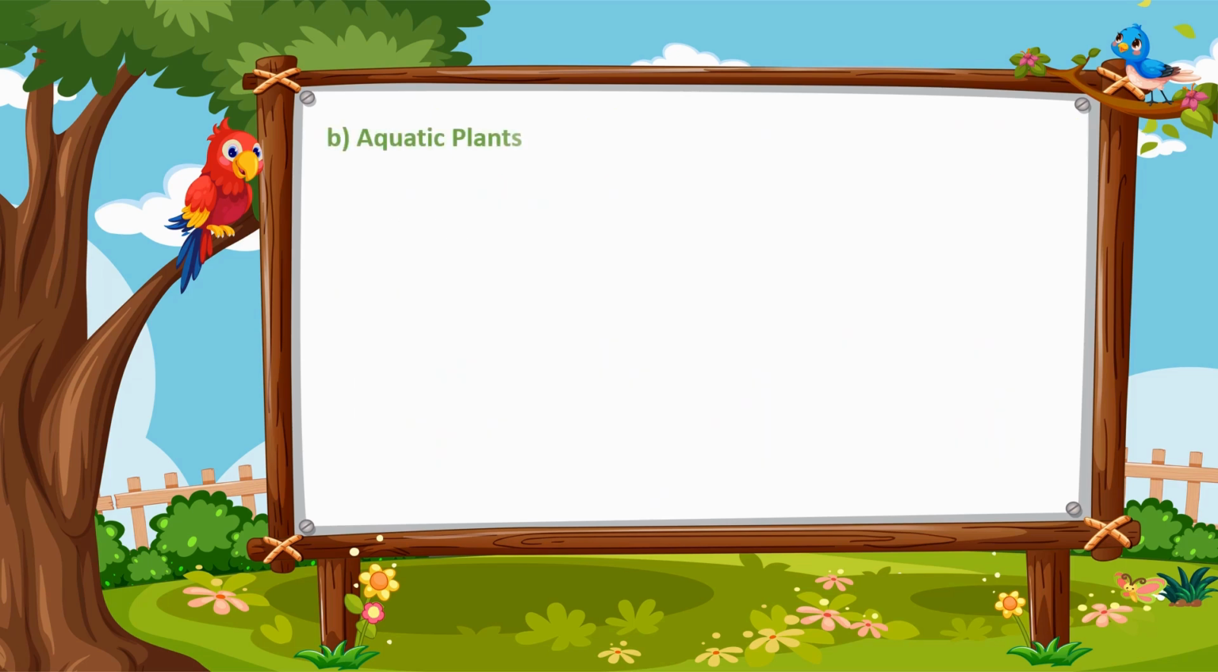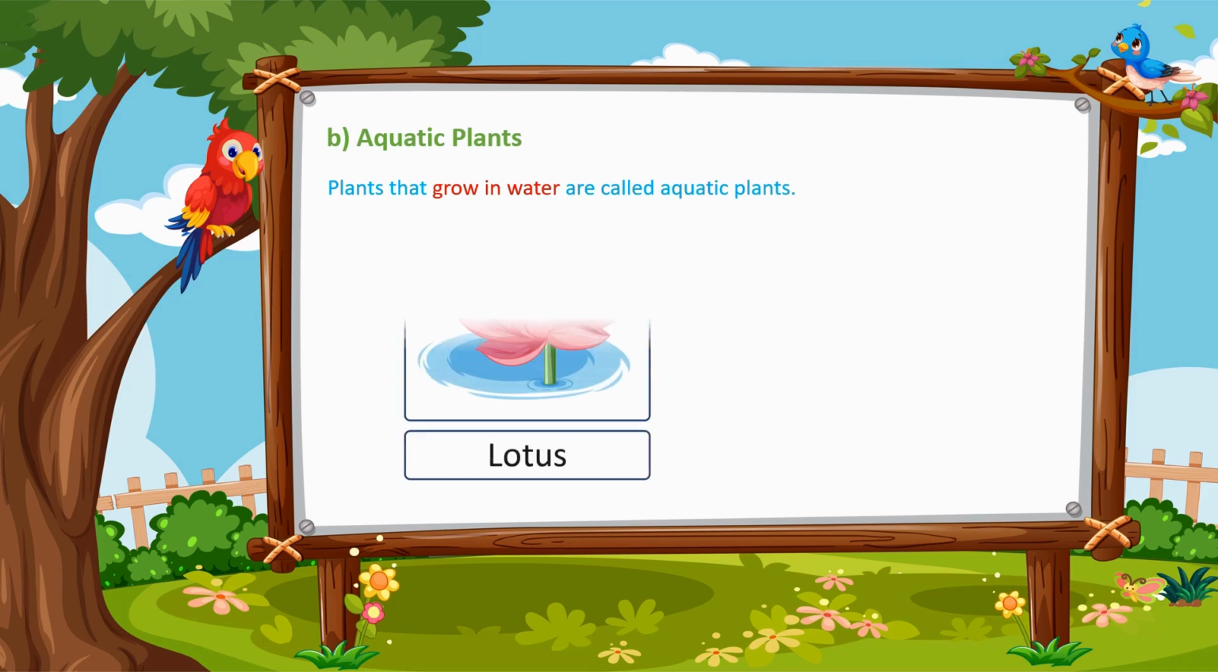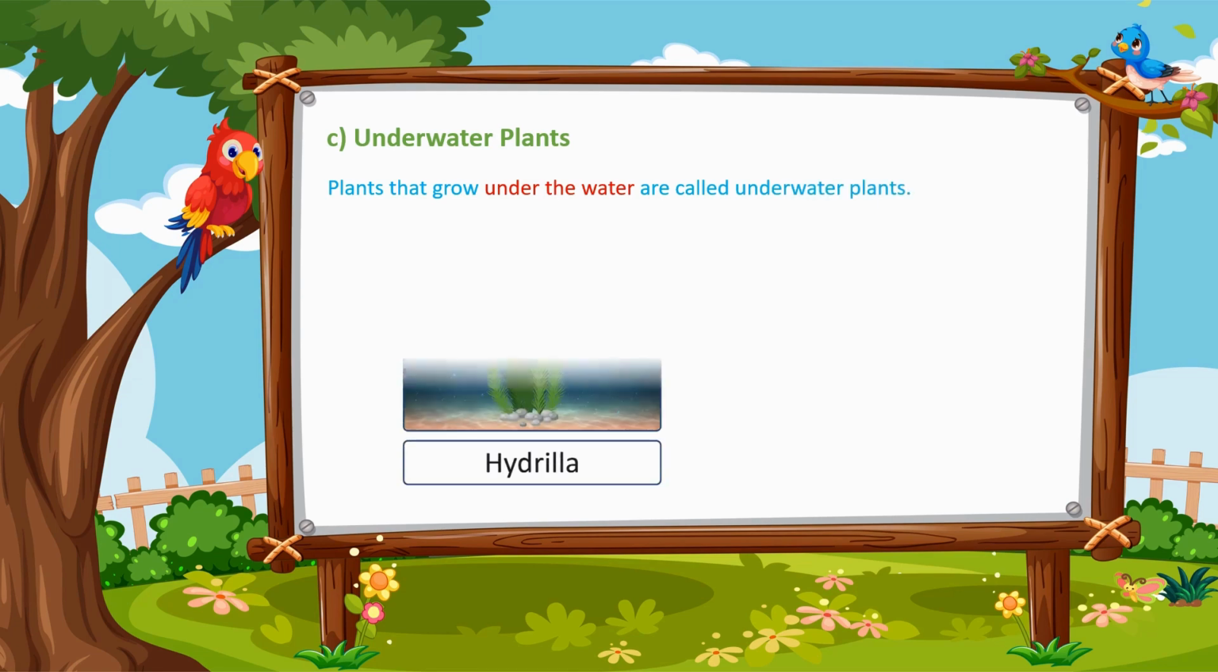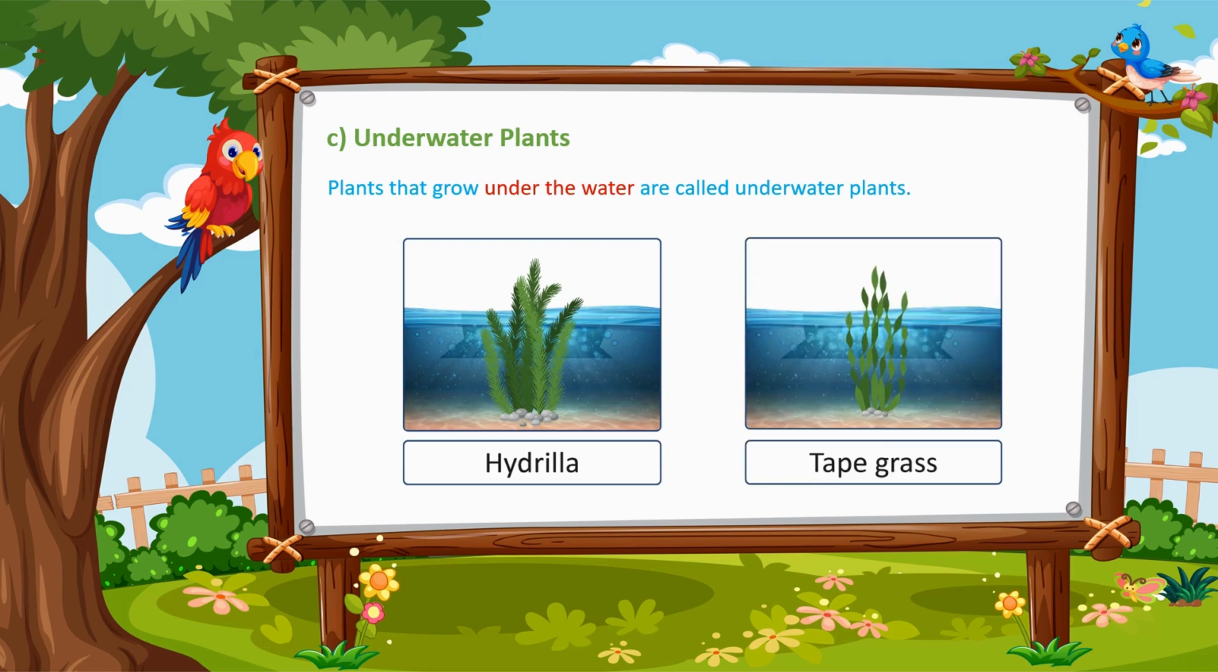B. Aquatic plants. Plants that grow in water are called aquatic plants. Lotus, water lily. C. Underwater plants. Plants that grow under the water are called underwater plants. Hydrilla, tape grass.